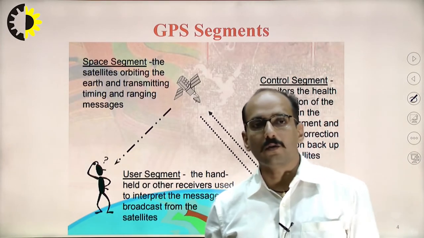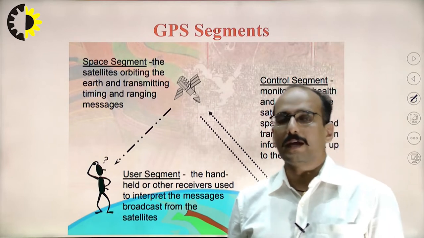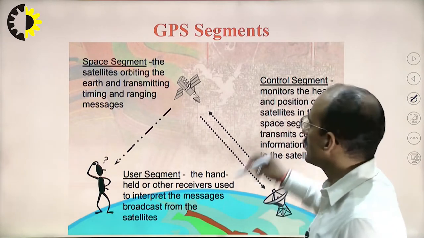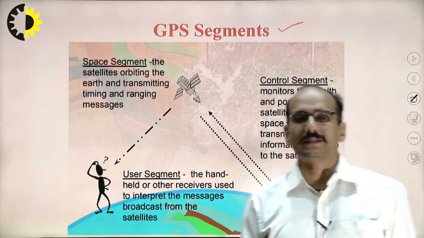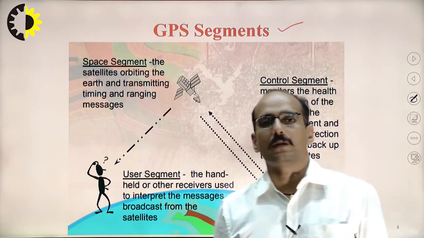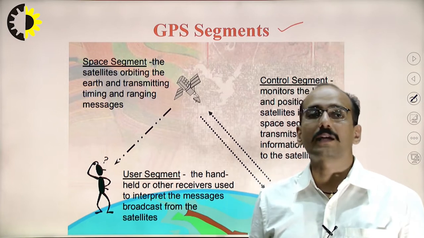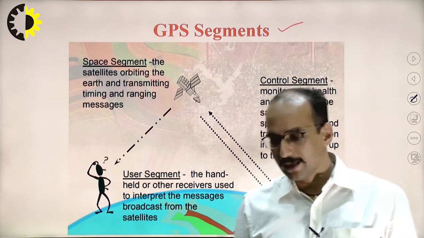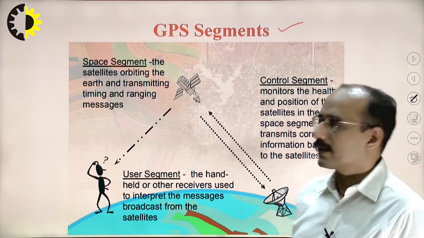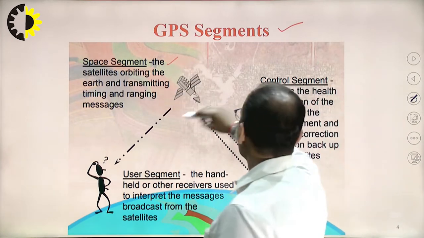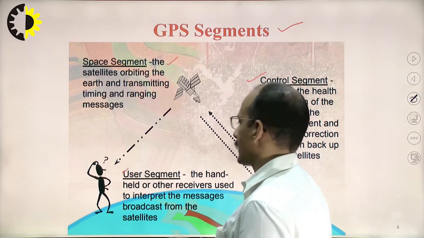So now the construction of the GPS. Actually, the construction of the GPS is easily understood by this GPS segment. That GPS segment is giving the information about the GPS architecture. Actually, GPS architecture has three segments, and the three segments are space segment, control segment, and user segment.